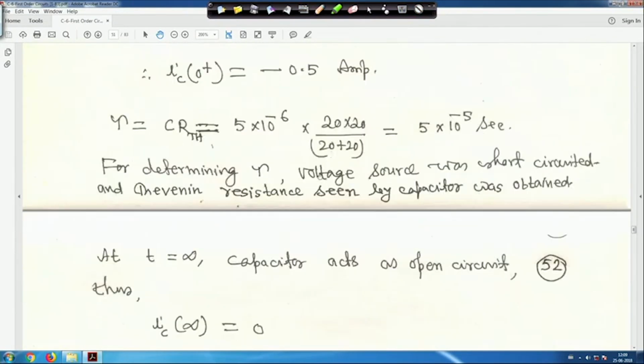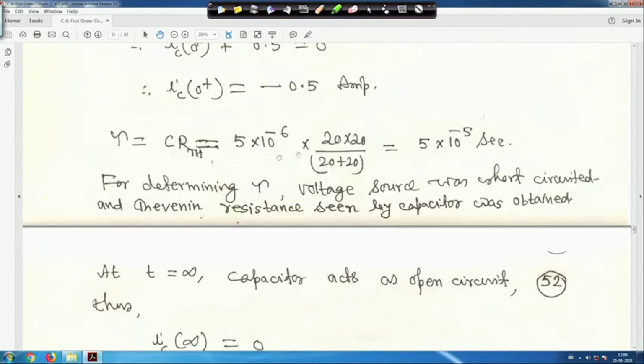So, R Thevenin is equal to 20 into 20 upon 20 plus 20, that is 10 ohm, multiplied by 5 into 10 to the minus 6. So, tau will be 5 into 10 to the power minus 5 second, right.